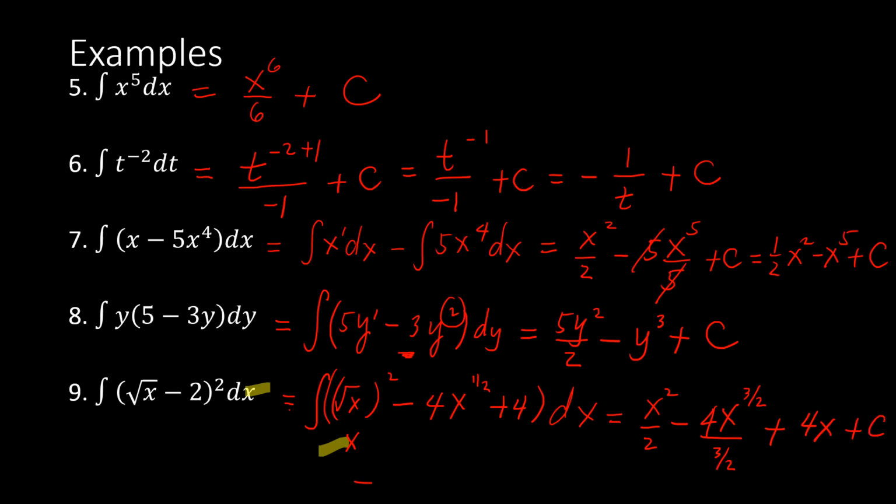So our final answer is 1/2 x squared. 4 over 3/2, the 2 goes up, multiplied to 4, that will be 8/3 x to the 3/2 plus 4x plus the constant c.